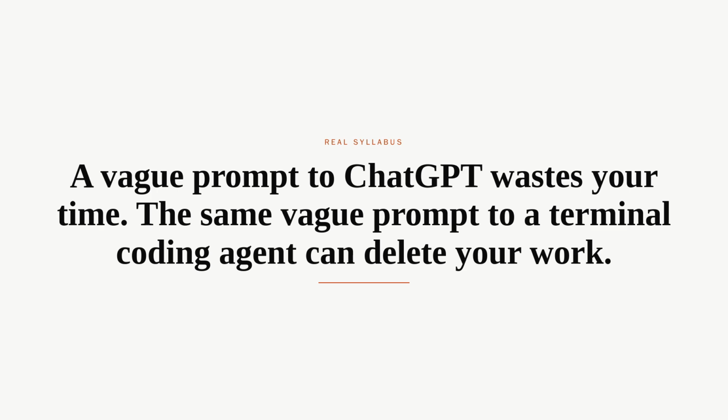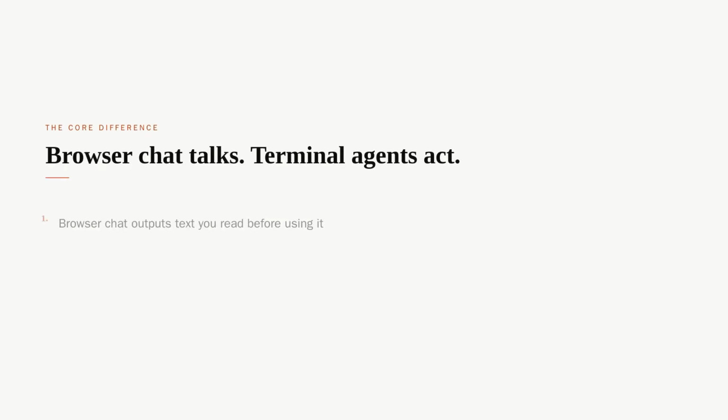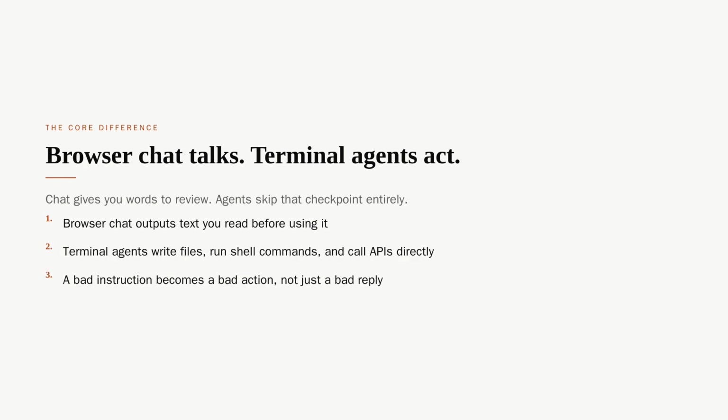Browser chat gives you words on a screen. You read them, decide if they're useful, and copy what you want. A terminal agent skips that checkpoint. It writes the file, runs the command, and calls the API on its own, so your instruction turns directly into an action in your codebase.